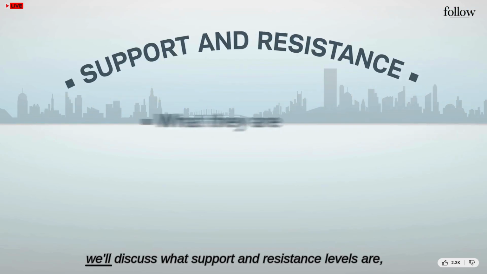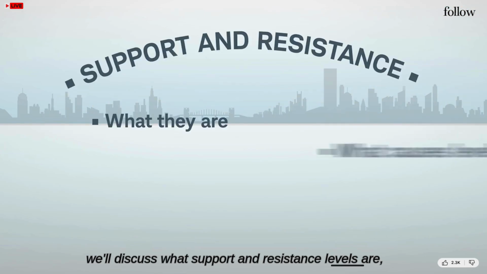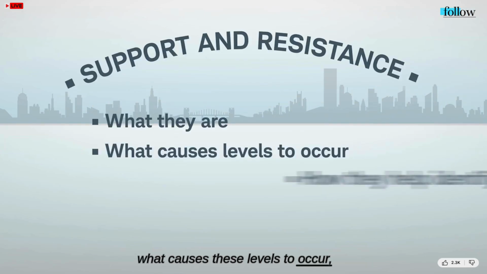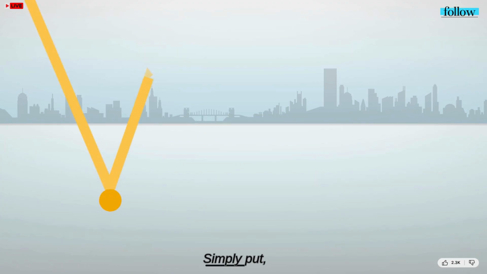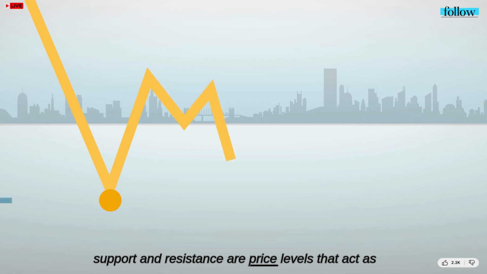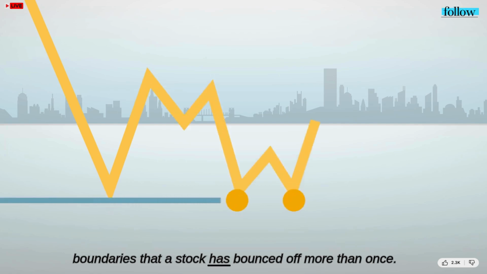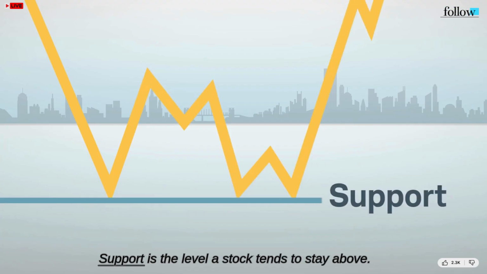In this video, we'll discuss what support and resistance levels are, what causes these levels to occur, and how they can help identify buy and sell signals. Simply put, support and resistance are price levels that act as boundaries that a stock has bounced off more than once. Support is the level a stock tends to stay above.